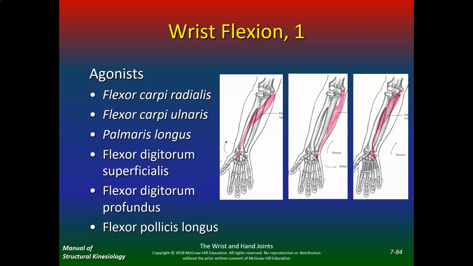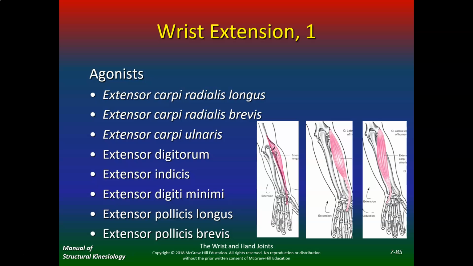Now, here's putting it all together. What are the agonists for wrist flexion? These are all the muscles that will flex your wrist: flexor carpi radialis, flexor carpi ulnaris, palmaris longus, flexor digitorum superficialis, flexor digitorum profundus, and flexor pollicis longus. Now, what are the agonists for wrist extension? You have extensor carpi radialis longus, extensor carpi radialis brevis, extensor carpi ulnaris, extensor digitorum, extensor indicis, extensor digiti minimi, extensor pollicis longus, and extensor pollicis brevis.